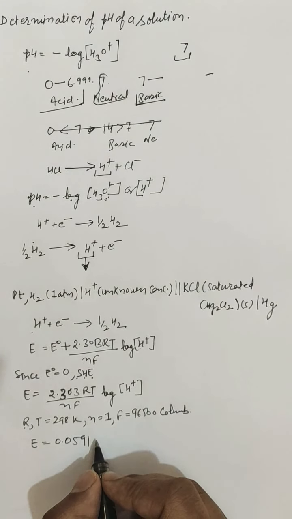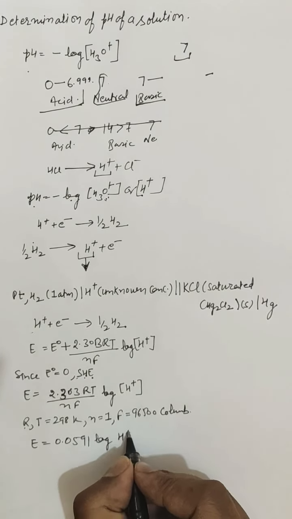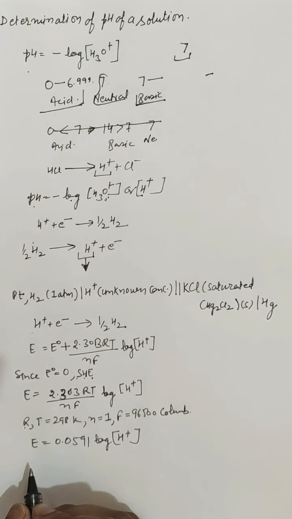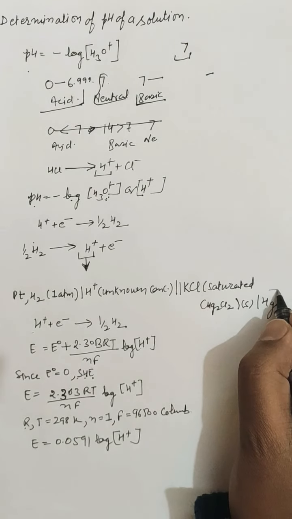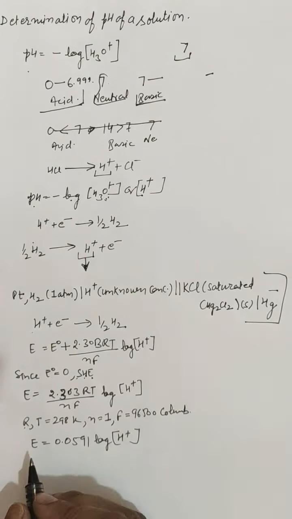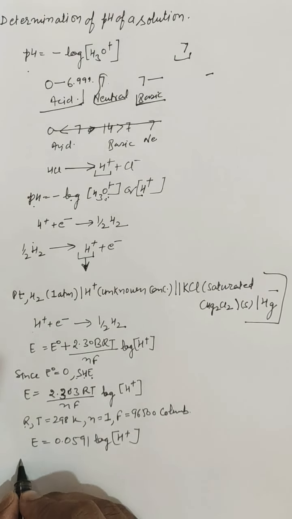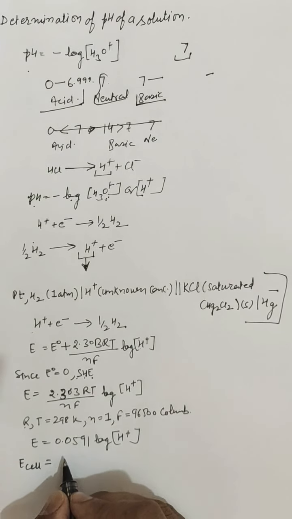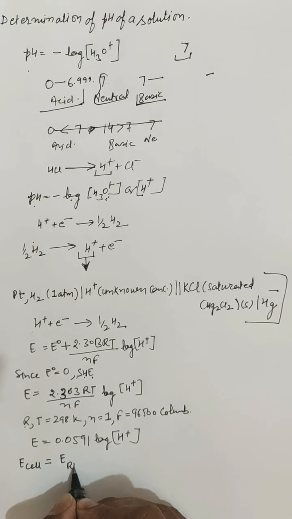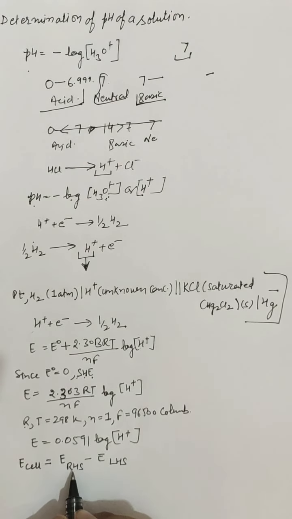0.0591 log of hydrogen ion concentration. So the EMF of the cell is given as, so the EMF of this cell can be written as, this is the cell whose EMF is to be written. So this can be written as E of the cell is equal to electrode potential of the right hand side electrode minus electrode potential of the left hand side electrode. The right hand side electrode is the reduction electrode or cathode, minus anode. So E2 minus E1.